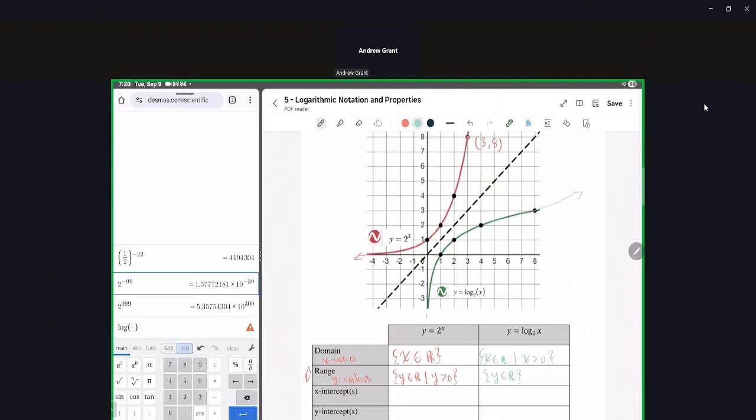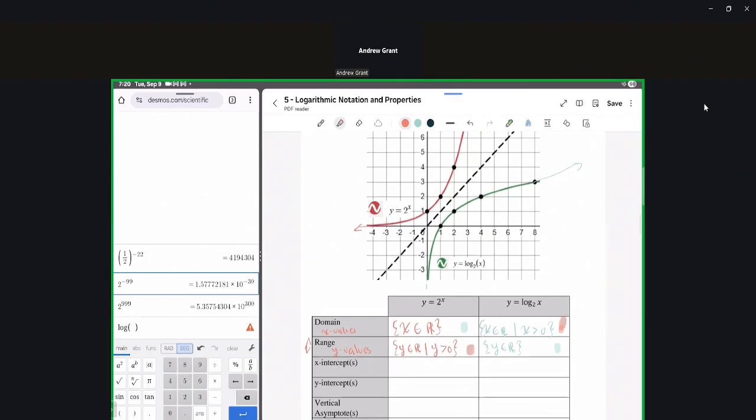And so if you notice, in the lesson of last time, we talked about how domain and range are related to each other insofar as if you have the domain of y equals 2 to the power of x, that'll be the same as the range of this. And the domain of log base 2 of x is the same as the range of y equals 2 to the power of x. So they're related, but we just swap the x and y's. Okay.